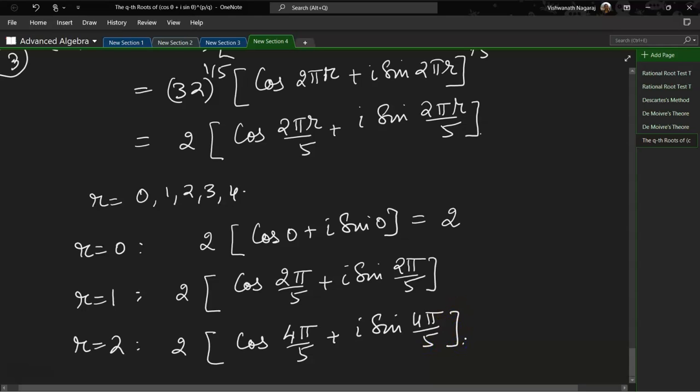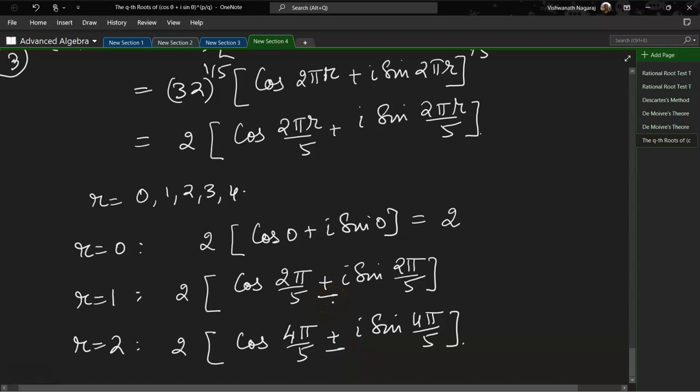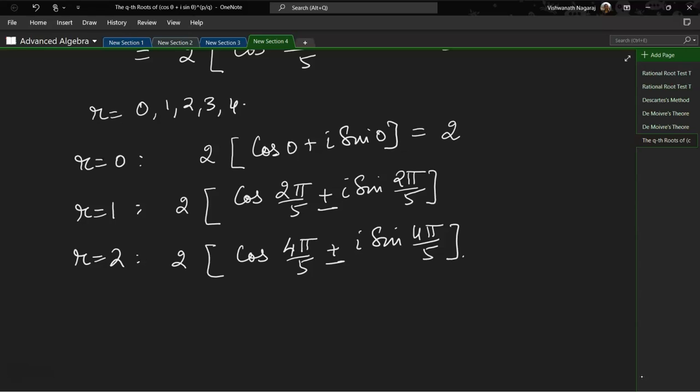Now what we can do is directly say plus or minus, by keeping in mind the reference angle. So we don't have to do 3 and 4. If you want, you can go ahead and do it, and when you reduce it, you will come back to this itself, which we have seen in one of the earlier examples. So these are the 5 roots of 32 to the power of 1 by 5. I think that's enough. Bye.